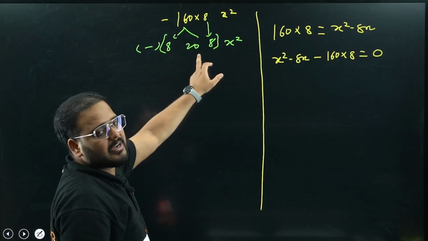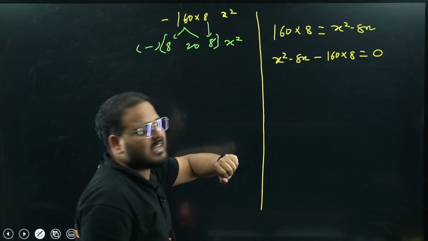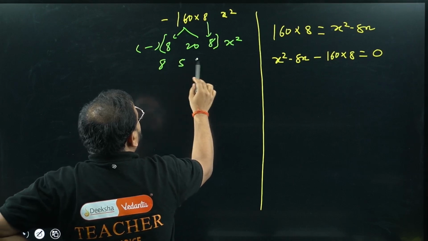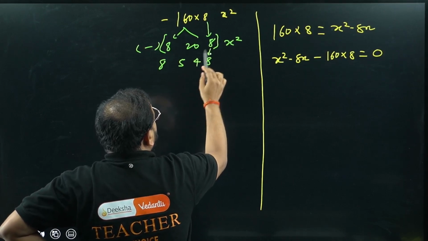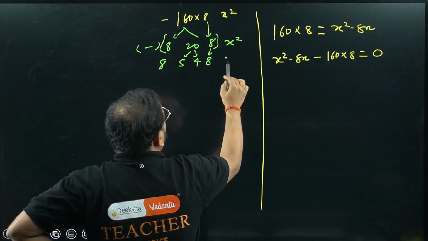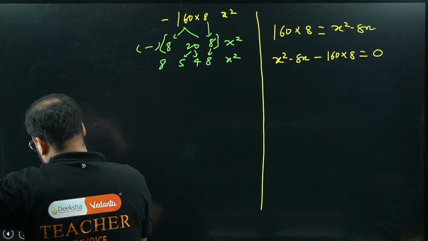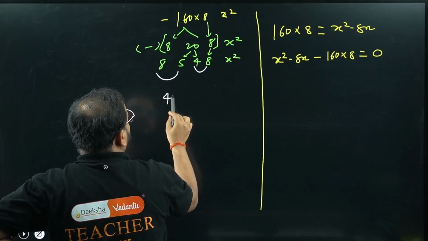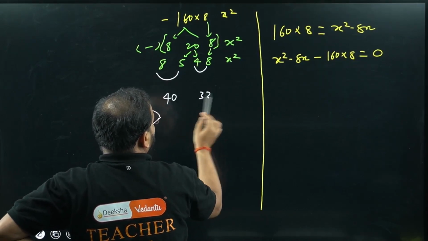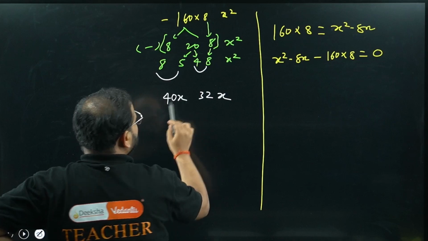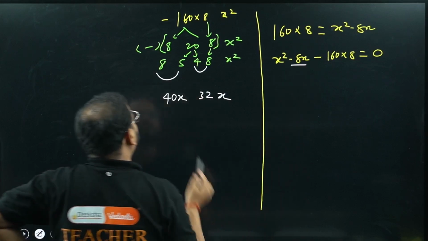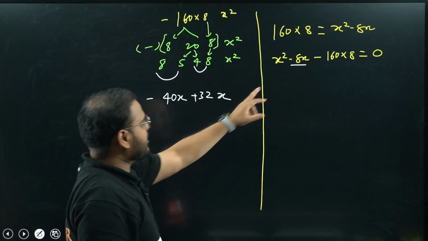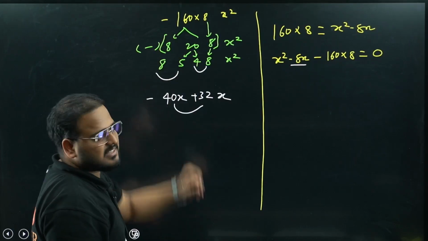160 I've written as 8 into 20, which is 160, and 8 is taken as it is. Now write 20 as again 5 and 4, and this 8 as it is. And x square is outside. Now club these factors together. What do I get? 8 5s are 40 and 8 4s are 32. Right here x, right here x. I want a minus 8x, so make this negative and this positive. Please check: minus 40 plus 32 is minus 8. Multiply them, you're going to get the same result.